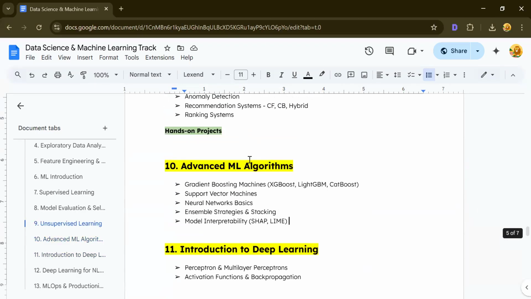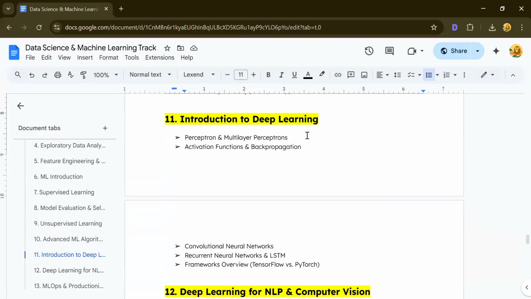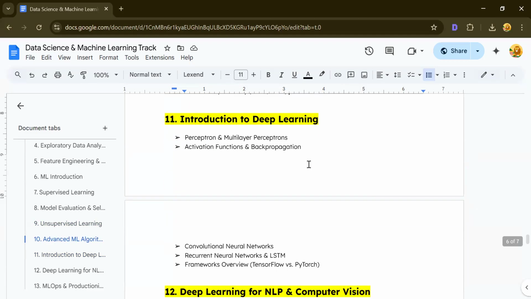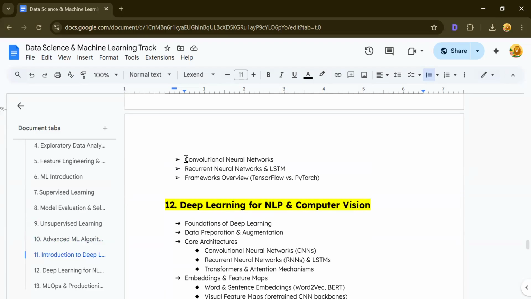After this, we'll start with deep learning. Again, there will be slightly different concepts here because you will be dealing with neural networks instead of classical ML models. There will be artificial neural networks (ANNs) and multi-layer perceptrons (MLPs). Here there will be activation functions like ReLU and all. We talk about backpropagation here.